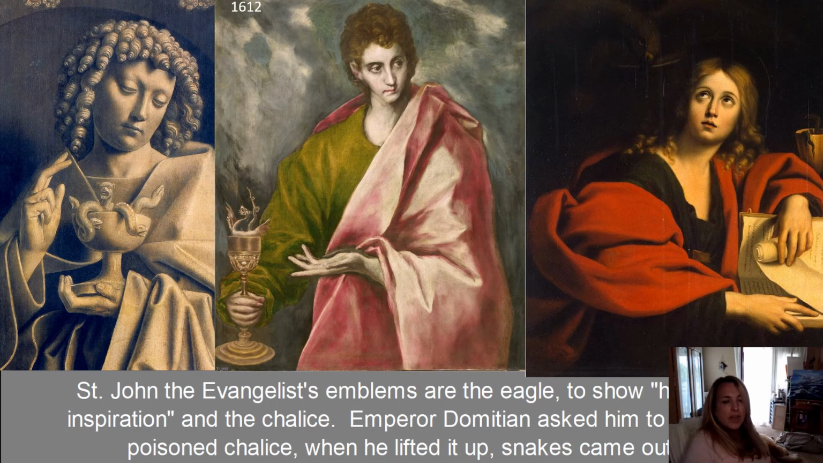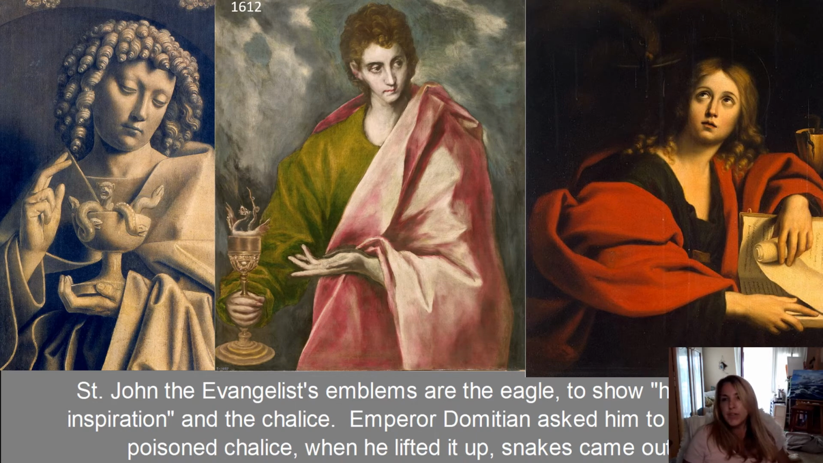St. John the Evangelist's emblems, again, are the eagle to show highest inspiration and the chalice. Emperor Domitian asked him to drink a poisoned chalice. When he lifted it up, snakes came out. If you've noticed, I sometimes tell you slightly different stories. That's because some of them are biblical, some of them are legendary, some of them are apocryphal, some of them are oral traditions. So sometimes the stories vary just a bit.